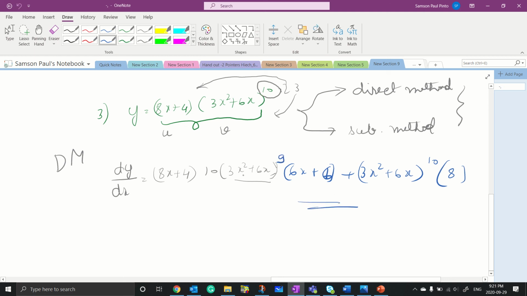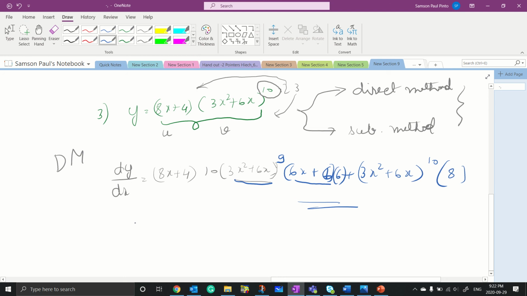So it is 10 (3x square plus 6x)^9 into differentiation of this, that is 6x plus 6. I have already missed one more thing here. I have to differentiate 6x plus 6, and that is just 6. I have missed that term here. 6x plus 6 I have to differentiate again, and that is 6. It is good that we reviewed it. So 6x plus 6 gives 6, and here just the second function into differentiation of 8x plus 4, which is directly 8. That is the answer.